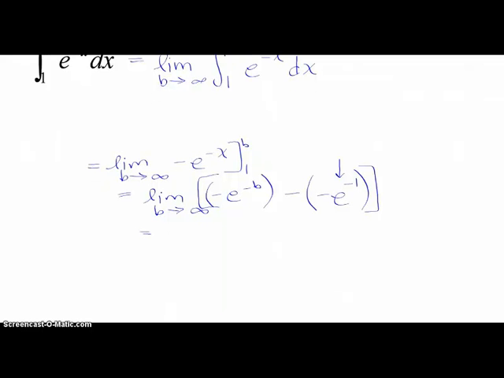Now, when e is raised to a negative exponent, especially inside this limit idea, I would put it in the denominator with a positive exponent. I think it's going to make this easier to evaluate. So this becomes negative 1 over e to the positive b, minus negative 1 over e to the 1, which we would just say was e. So now I'm ready to evaluate my limit.